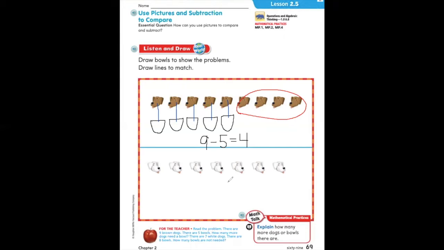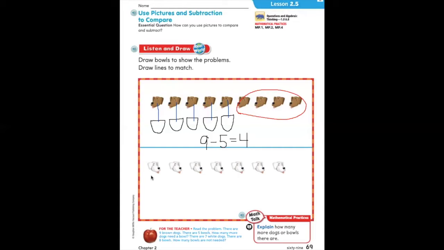Next, let's take a look at the white dogs underneath. Listen to the story about white dogs. There are 7 white dogs. There are 8 bowls. How many bowls are not needed? First, let's think. How is this problem different from the problem about brown dogs? Well, we drew fewer bowls for the brown dogs. This time, we have more bowls than there are white dogs.